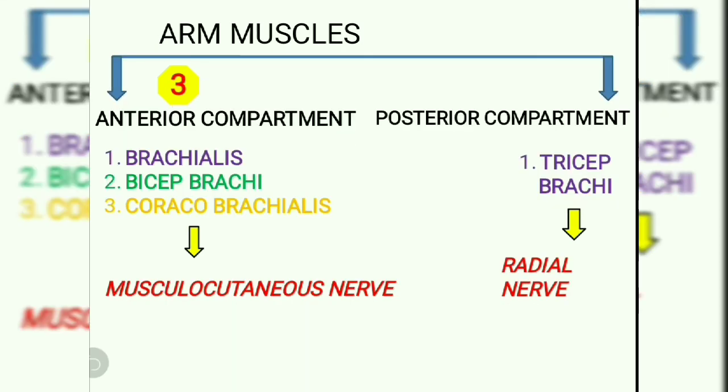Next, arm muscles. So we know that the arm muscles are divided into 2 compartments: anterior compartment and posterior compartment. Now the anterior compartment muscles are BBC: brachialis, biceps brachii, and coracobrachialis. These 3 muscles are supplied by the musculocutaneous nerve. And under the posterior compartment, we have triceps brachii, which is supplied by the radial nerve.